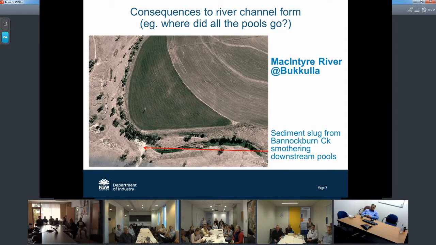Some other consequences are ongoing. This photo is of the McIntyre River, in the northern part of the state. You can see on the right-hand half of the image that there are intact pools, although it's not in the best condition. But on the downstream side, on the left-hand side of the image, the pools have more or less disappeared because a sediment slug is moving into the river from that bottom tributary, the Bannockburn Creek. Most of this slug has migrated in since 2002, and the slug is still continuing to migrate down through the river and posing an increased level of risk, particularly for those water users who want to use the McIntyre to access water.